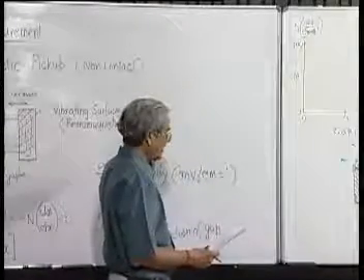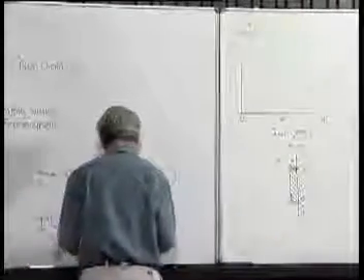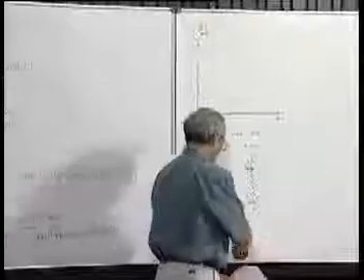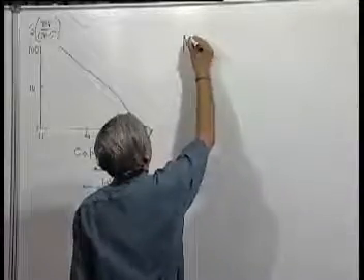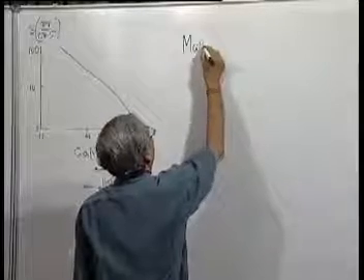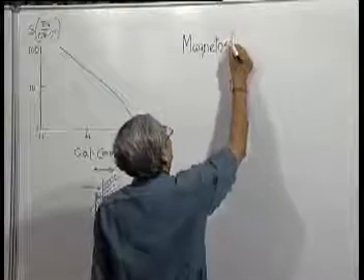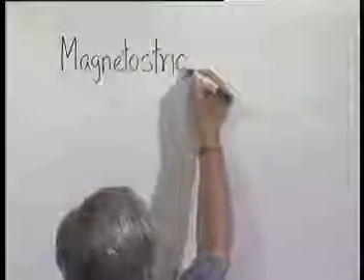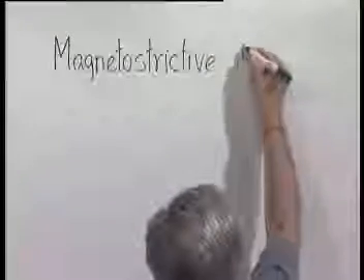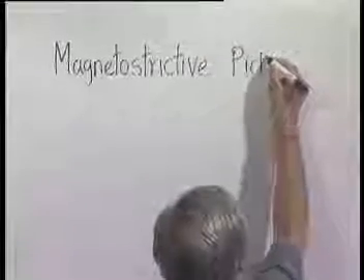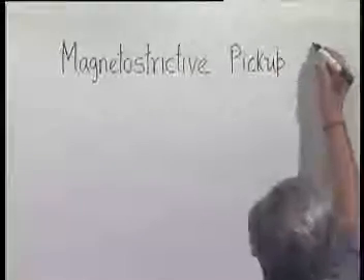The next type of vibration pickup which you can use is based on a phenomenon which we call magnetostriction, and these pickups are of course contact type.